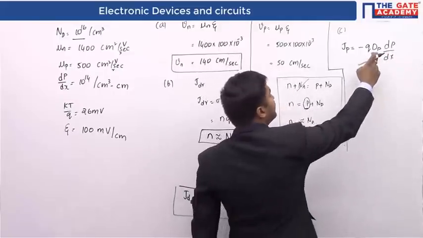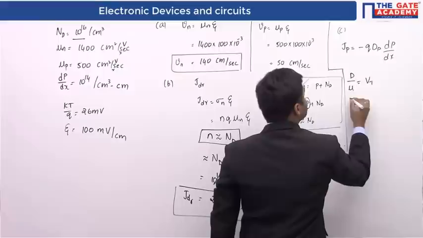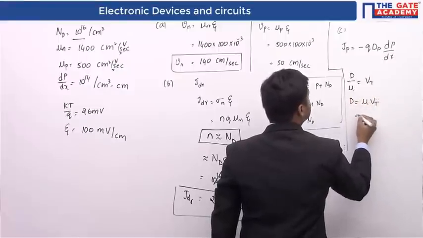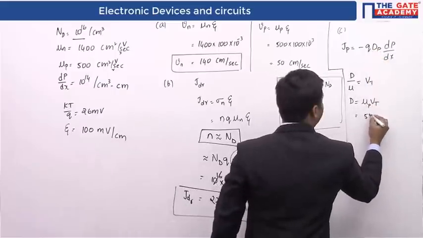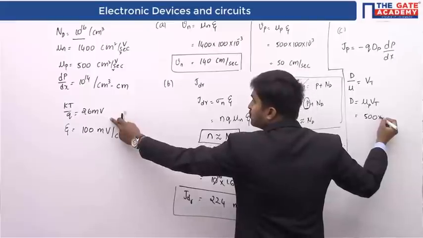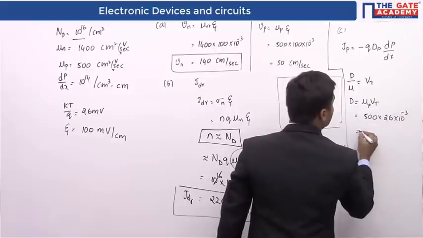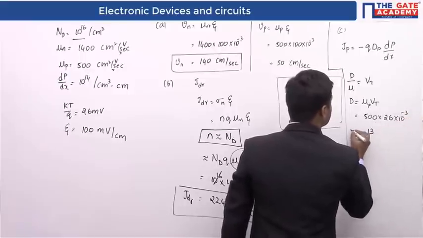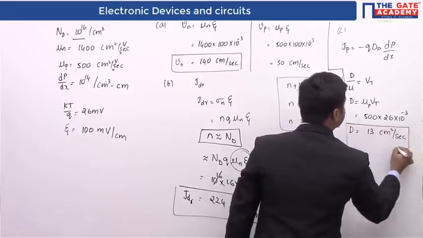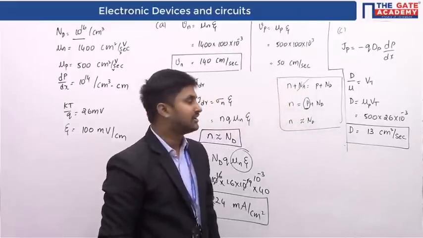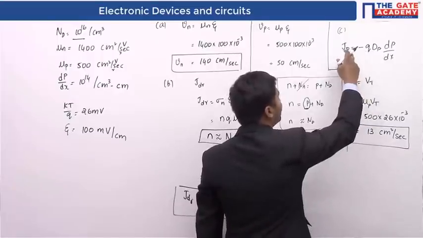So what we will do is use the Einstein relation, which is D by mu equal to Vt. So D is equal to mu multiplied by Vt. We are talking about the holes, so mu p is given to be 500 and Vt, which is kT by q, is equal to 26 millivolts. So 26 into 10 power minus 3 gives 13. What is the unit of D? Centimeter square per second. This is the value of D, which is 13 centimeter square per second. Once we know the value of the diffusion constant, we can easily find out the value of Jp.